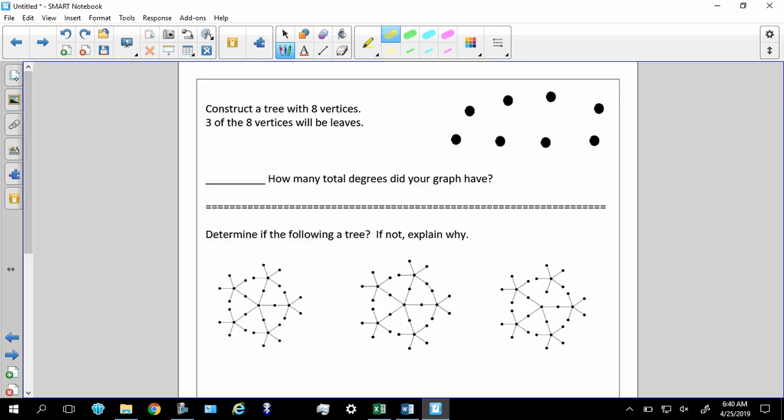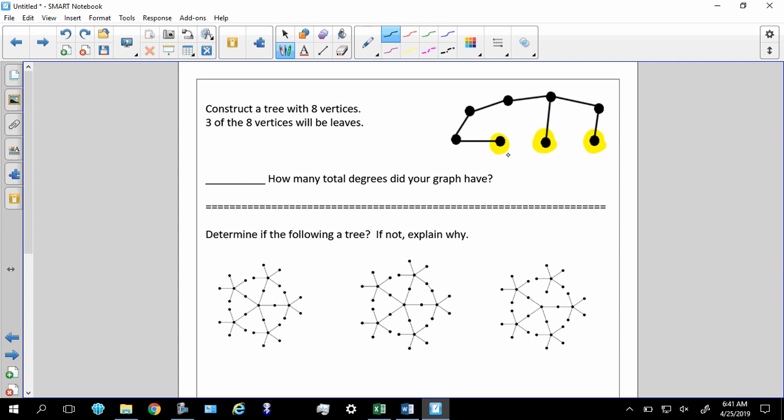All right, let's see what page I'm on. Oh, last page. All right, so construct a tree of 8 vertices. 3 of the vertices will be leaves. In my class, I tell them just to select 3. So 1, 2, 3. Those are my 3 leaves, and I'm going to connect everybody else like so, and then I'm just going to connect them at random. There we go.